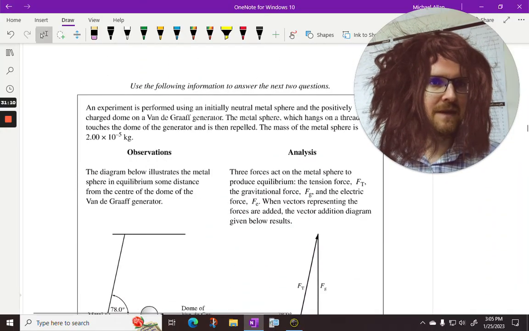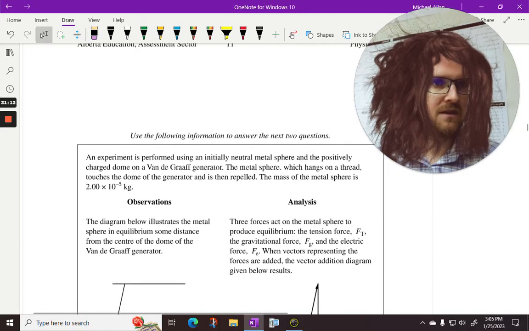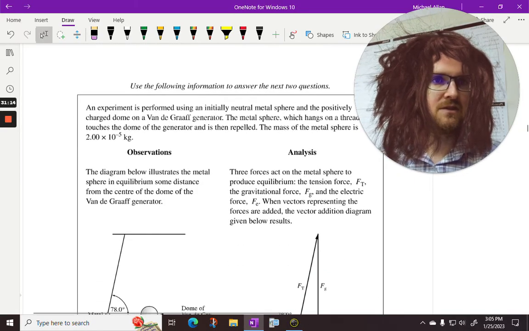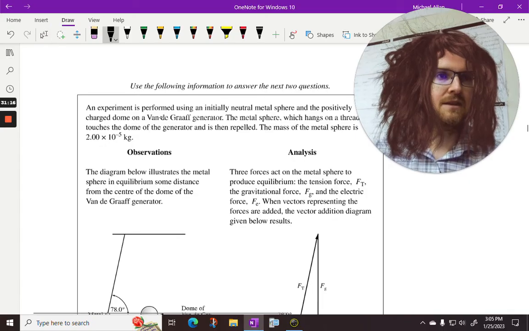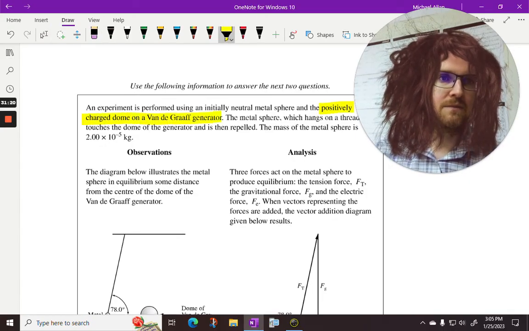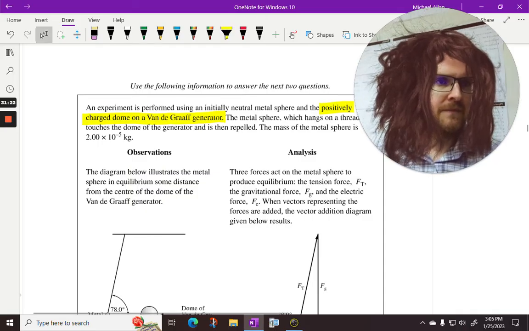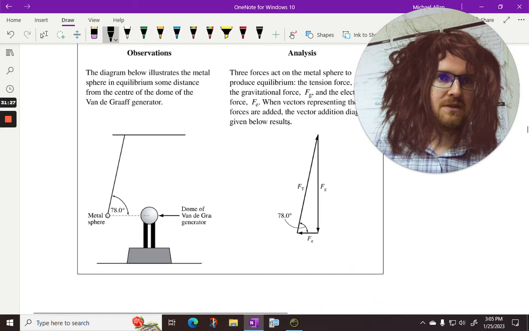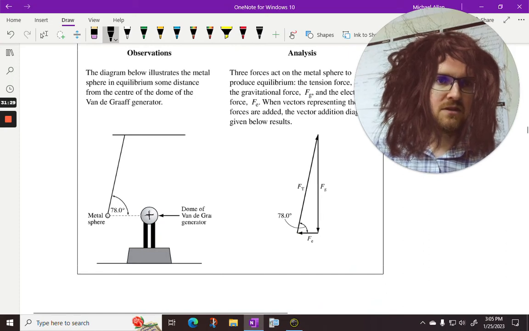Okay, so an experiment performed using an initial neutral sphere in a positively charged dome. Okay, so it's key that this was positively charged. Van de Graaff, that was that weird machine. Oh, it's right there. So that's positively charged. Oh, actually, let's just write that down here. So that's positively charged. Okay.